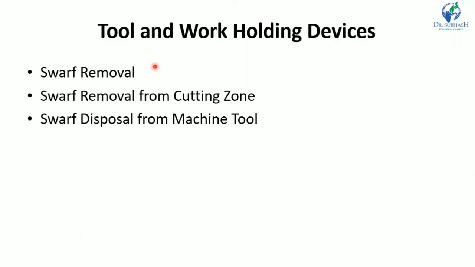Then swarf removal from the cutting zone, and swarf disposal from the machine tool. Continuously operating linear or rotary conveyors are used for removing this swarf from the machine tool. The system is such that the swarf from the cutting zone falls directly on the conveyor and is immediately taken away. The swarf from the conveyor is taken to disposal bins, which can then be collected and removed from the machine area. Then guarding and safety.